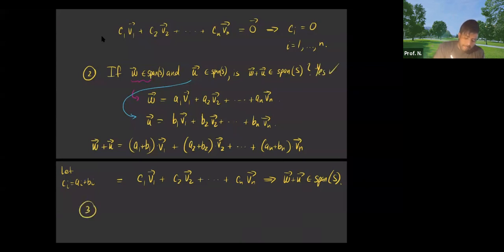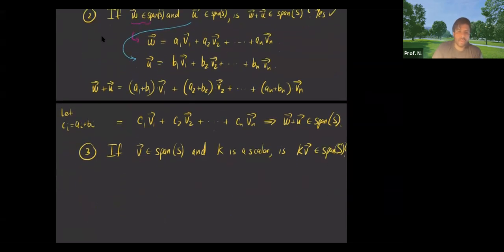And then lastly, if V, you can call this anything you want, V is in the span of S, and call it K. K is a scalar. Is K times V also in the span? Is this also in the span?